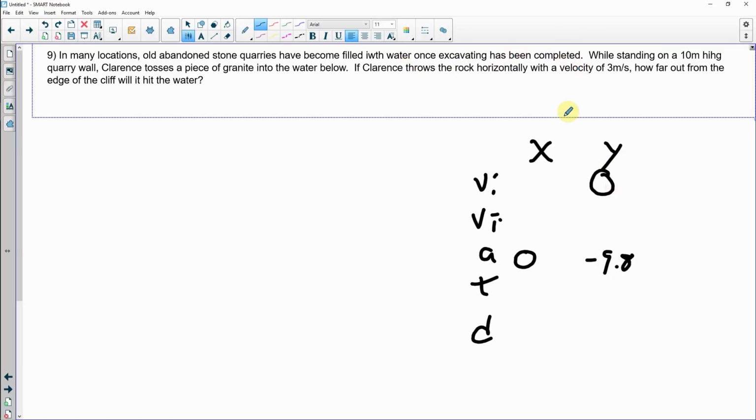Clarence throws the rock horizontally with a velocity of 3 meters per second. How far out from the edge of the cliff will it land? So we're looking for this. And the one more thing we need, 10 meters. So this rock is going to go negative 10 meters down.